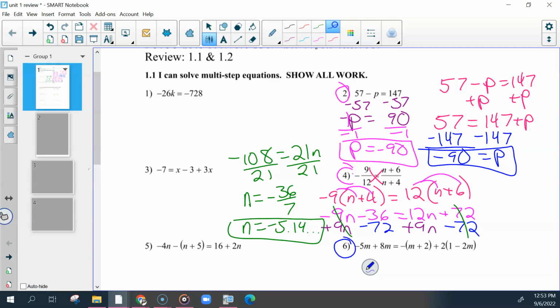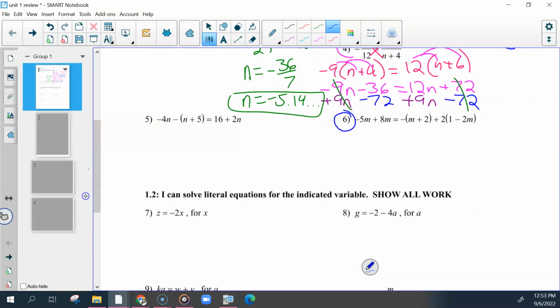Okay. Questions on 2 or 4? 6, you're going to distribute twice. Remember, again, there's like a -1. You don't see the 1, but that's what you're distributing. I'm going to go ahead and combine these like terms, but if you want to wait until you combine everything else, you can do that. So this would be -m minus 2 plus 2 minus 4m.